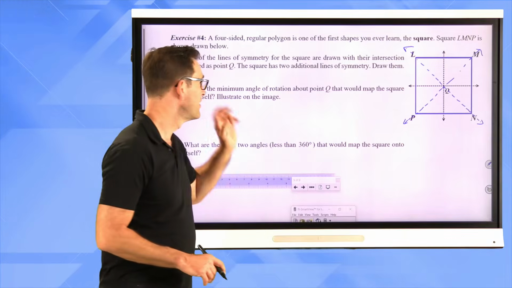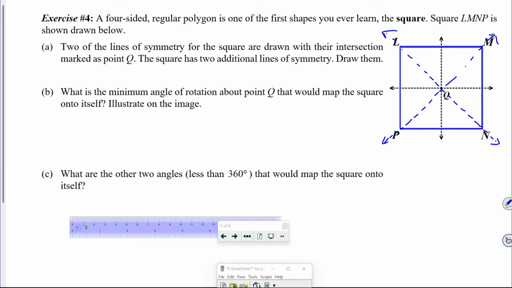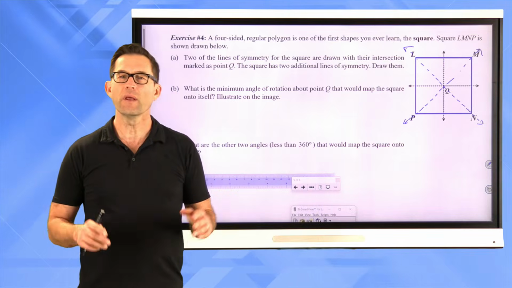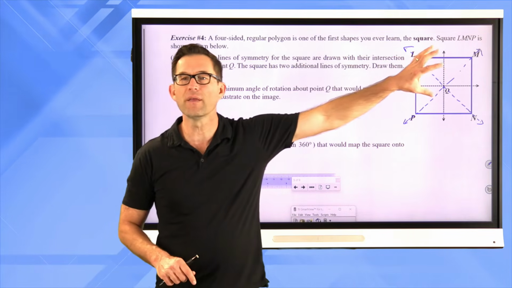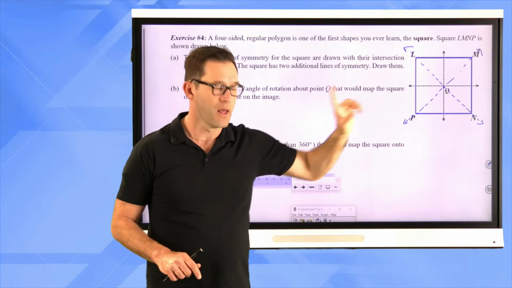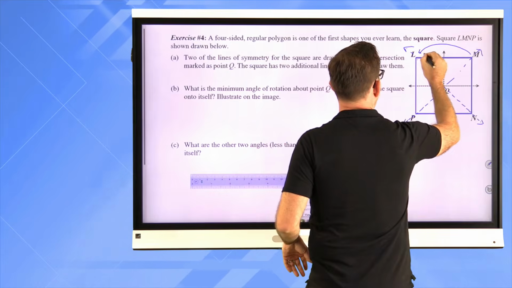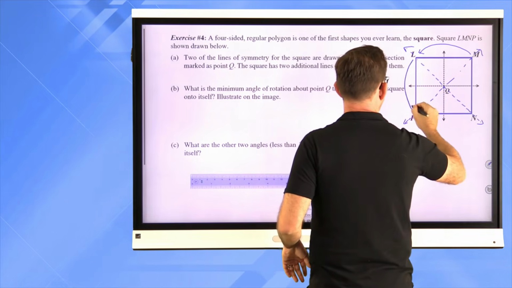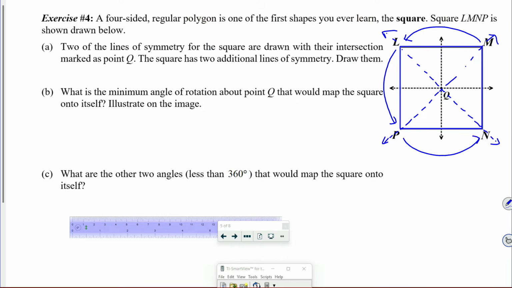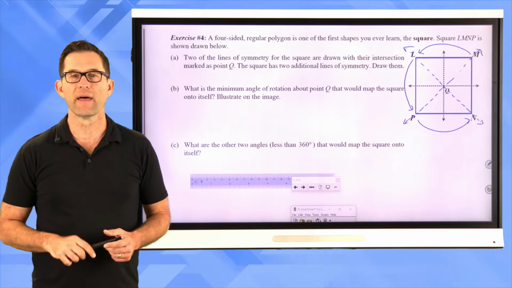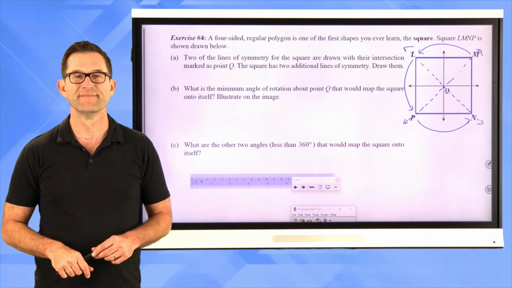Let's take a look at exercise B. What is the minimum angle of rotation about point Q that would map the square onto itself? Illustrate on the image. So what do you think is the minimum amount that I would rotate the square around point Q? And again, the real question then becomes, what would it take to map point M onto point L onto point P onto point N, etc.? Think about that for a moment and see if you can come up with an answer.